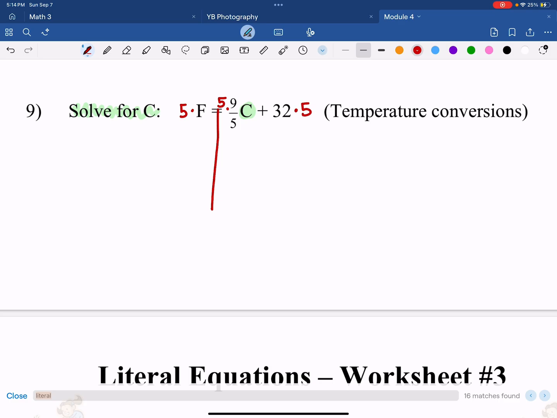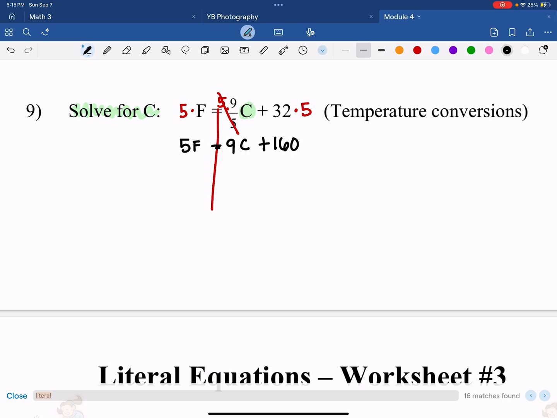Okay. These 5s then cancel out, which is exactly what I wanted. This will leave me with 5F. Over here, I will have 9C. And then if I grab my calculator real quick, 32 times 5 is going to give me 160.